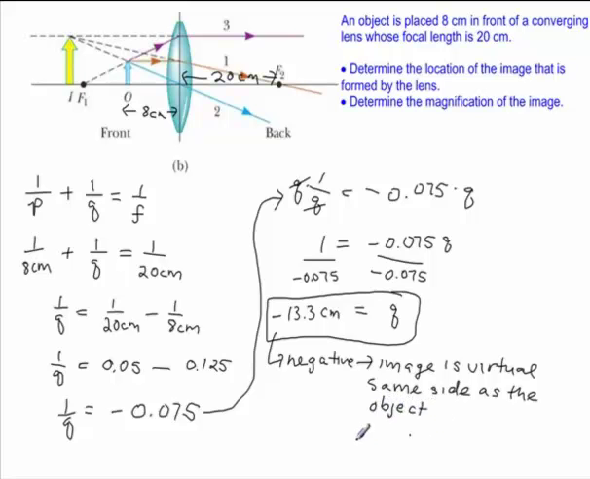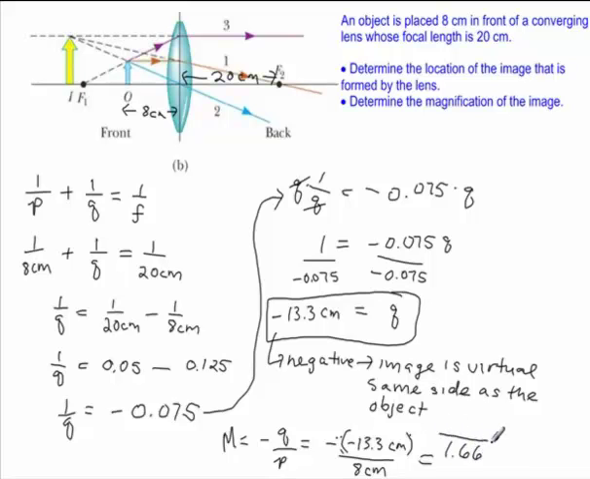The negative image distance is also going to tell us in this case that it's upright. But in order to maybe explore that a little further, we could find the magnification, and the magnification is negative the image distance over the object distance. So this is minus a negative 13.3 centimeters divided by 8 centimeters. The negative and the negative cancels. It becomes positive.